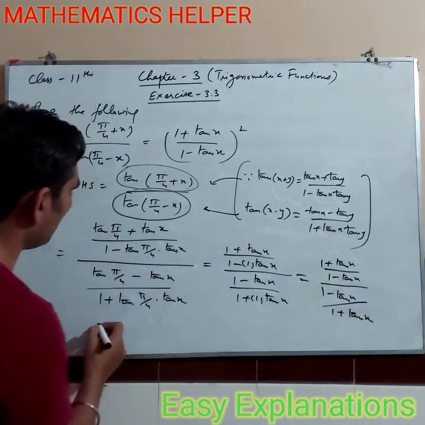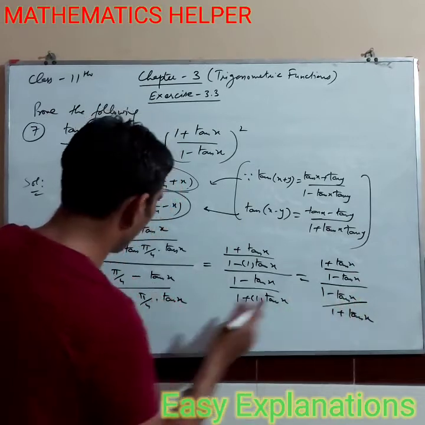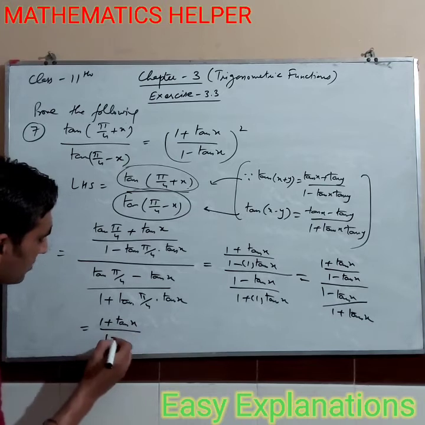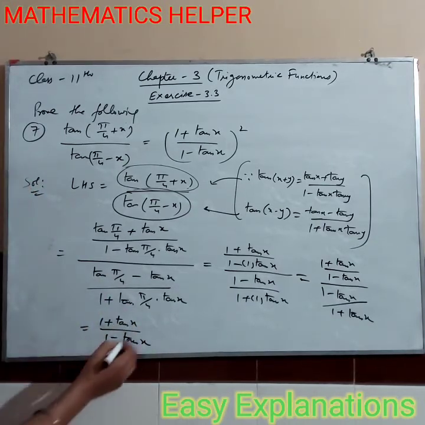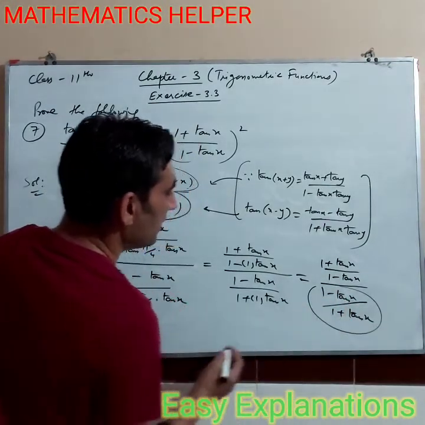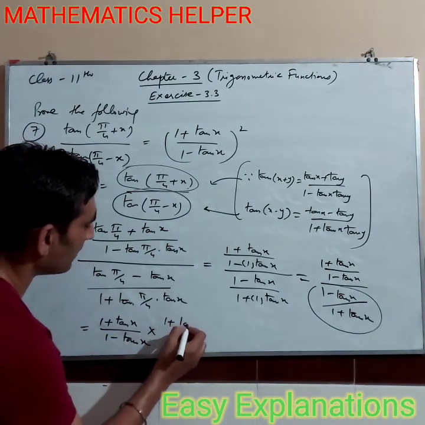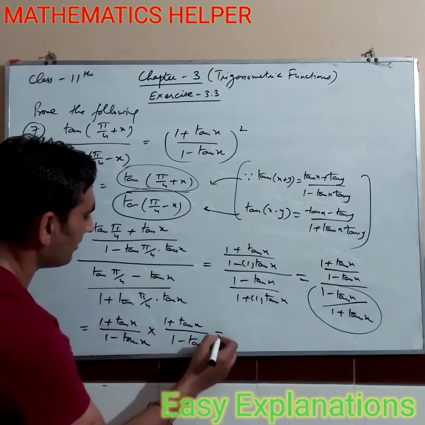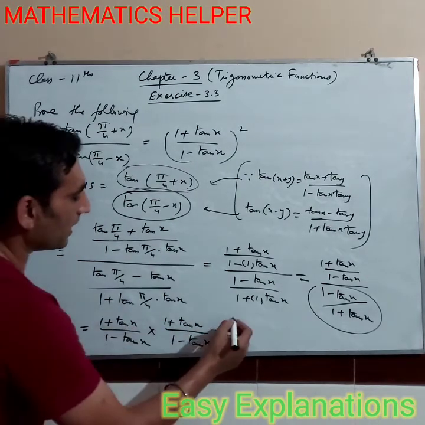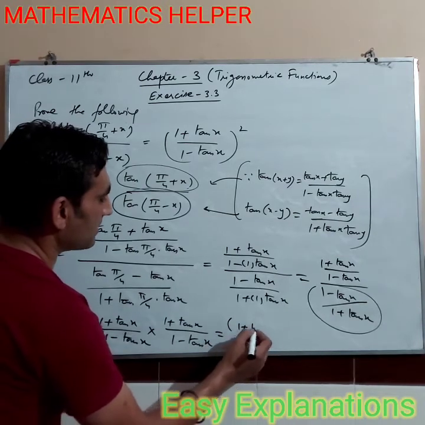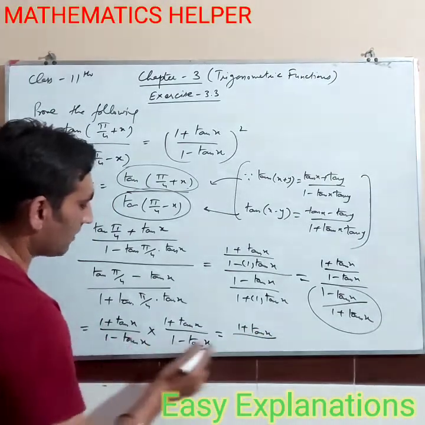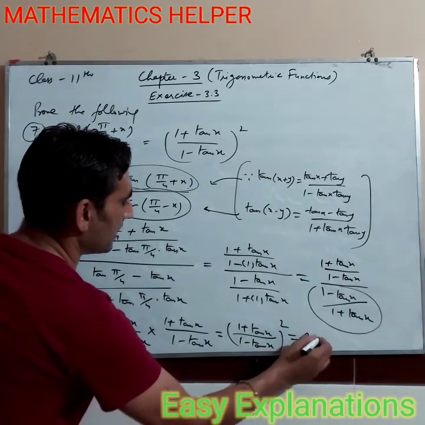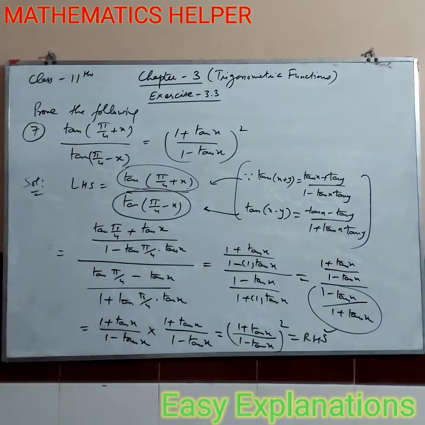If we write them again, it will be 1 plus tan x over 1 minus tan x into the reciprocal of this. Reciprocal will give 1 plus tan x in the numerator and 1 minus tan x in the denominator, which will give us the same value, 1 plus tan x over 1 minus tan x, 2 times. So we will mark whole square, which is same as the right side of equality. So this was question number 7.